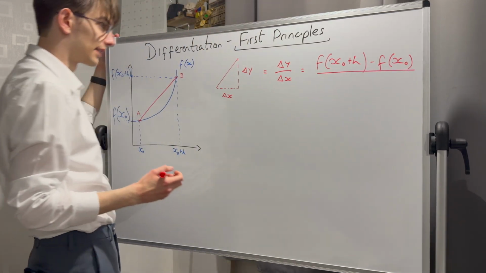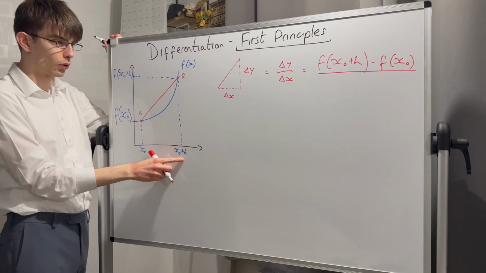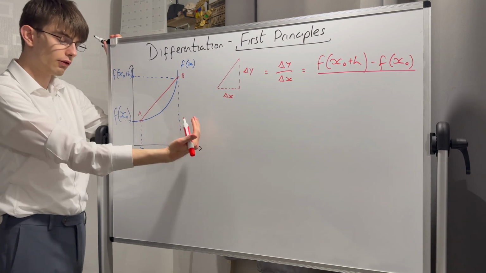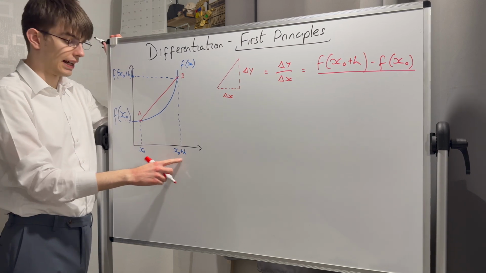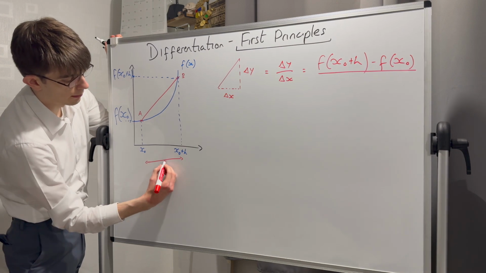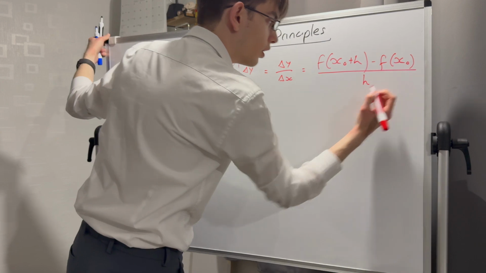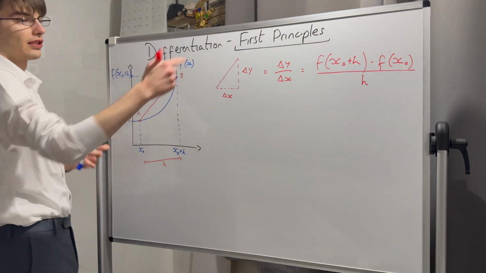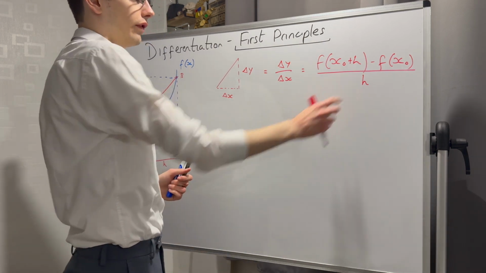Divided by change in x. And my change in x is going to be my x coordinate of B, because it's further to the right, minus the x coordinate of A. X naught plus h minus x naught is just h, which remember is what we defined h as. It is this distance here. So the gradient of this line here is f of x naught plus h minus f of x naught over h.